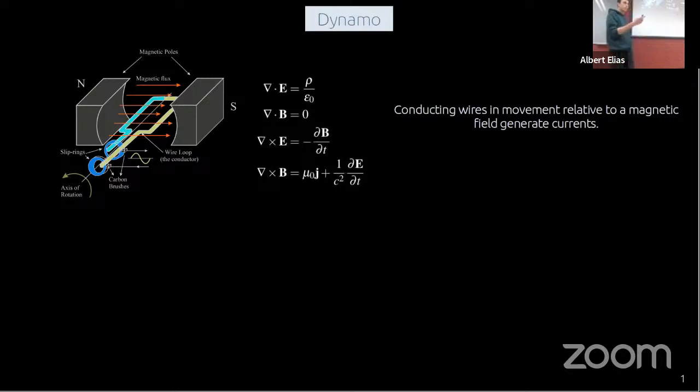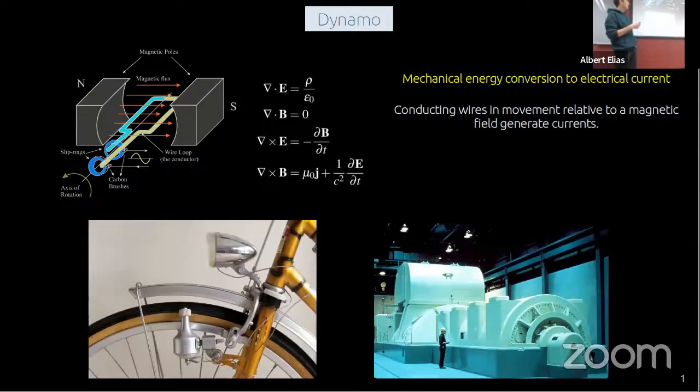Currents. And probably you've all seen this picture in your bachelor's or high school, and the magnetic field equations. And dynamo, they do come up in all sizes and shapes. But the main thing is that they convert mechanical energy from movement into electrical currents. This is, for most people, what the dynamo is.